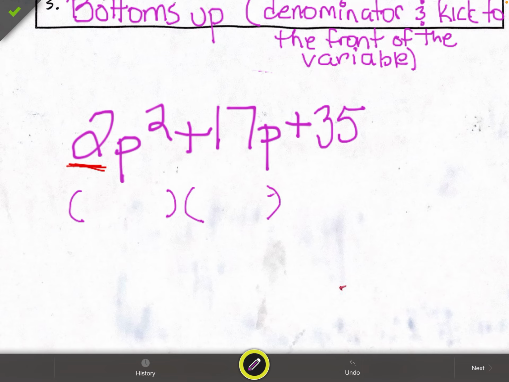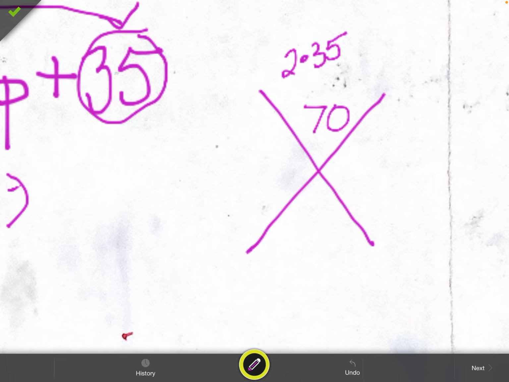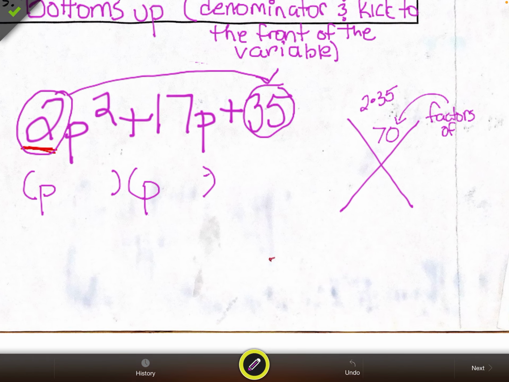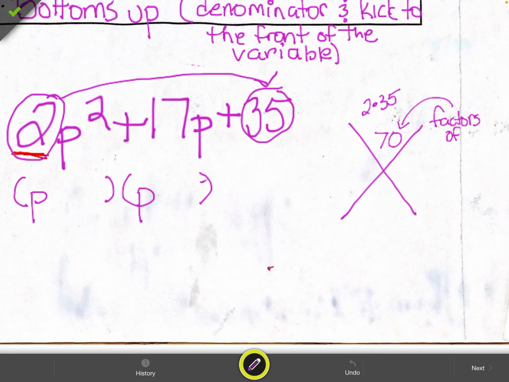We're not just going to write the 35 like we did yesterday. We have to take into account that number in front, so we multiply them. You might want to make a note up here: where do we get the 70? We did 2 times 35. Now, we're still going to look for factors of 70. What 2 numbers multiply to give me 70? Now set up the bottom part of your X puzzle. It's still just the number in front of the single variable.